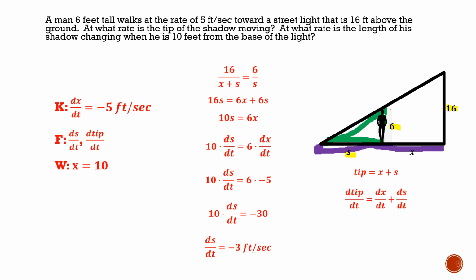Therefore, the derivative is d tip/dt equals dx/dt plus ds/dt. Now, plugging in my values of dx/dt, which was -5, and ds/dt, which was -3, that we just found, I get -5 minus 3, which means our d tip/dt is -8 feet per second.